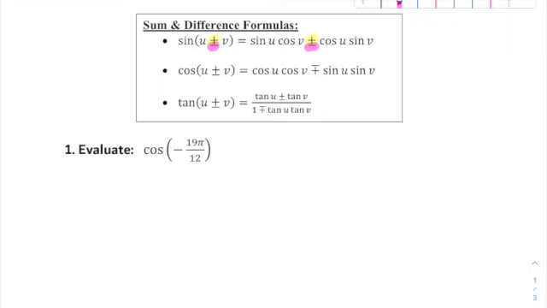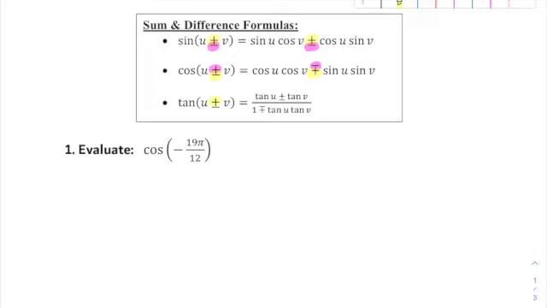And notice that in the cosine formula, when you're doing a sum of u plus v, notice what's on top here. It's written minus plus, and that shows if you're doing a sum, then you have to use a difference here. Or conversely, if you're using a minus, a difference, then you have to use a sum here in the formula. So that's just a little something to watch out for. Don't get tripped up by that.